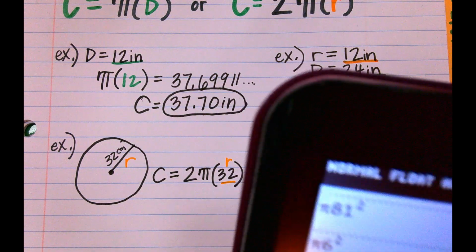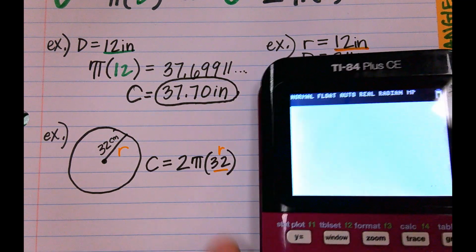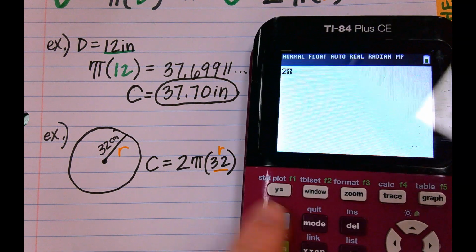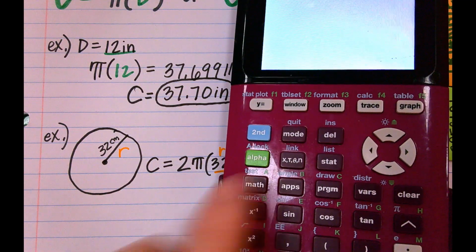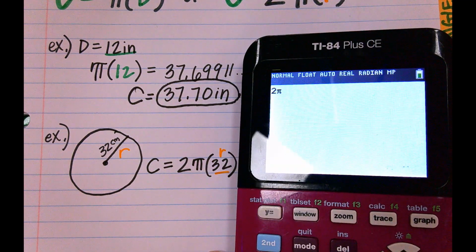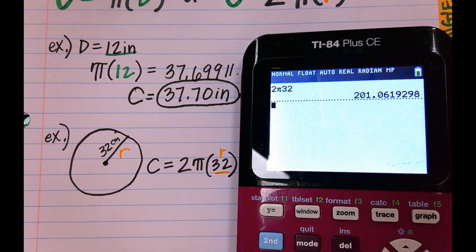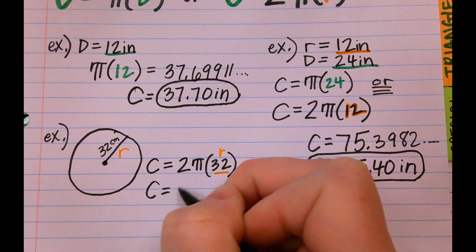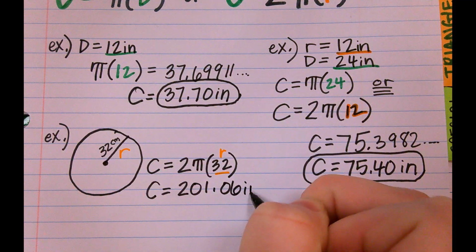We can put it in our calculator pretty much exactly how it's written, and you don't even need the parentheses. We're going to put 2, second button, and then this up arrow right above the division symbol. That's where pi is. So now I have 2 pi, and then I just type 32. Enter. 201.06 circumference. Inches.